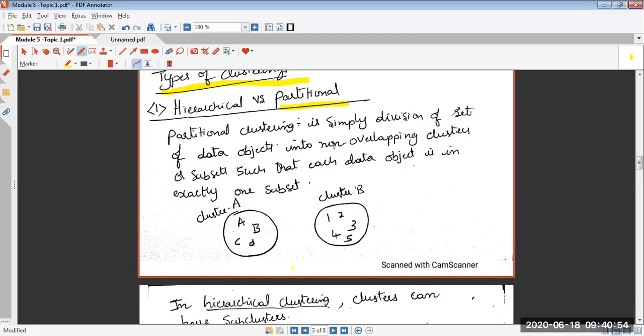Or I'll try to put it in simple words. Consider you have a collection of alphabets and numbers. You have very clearly created one cluster of alphabets, cluster A. You have very clearly created one cluster of numbers.